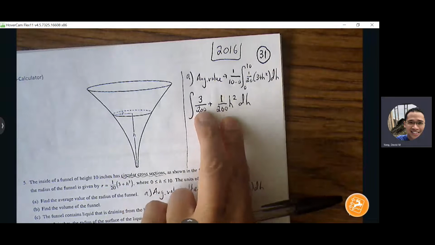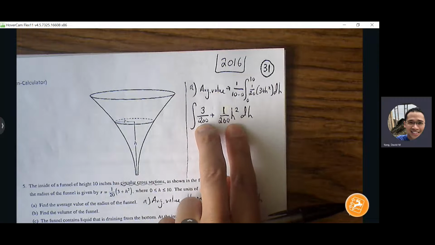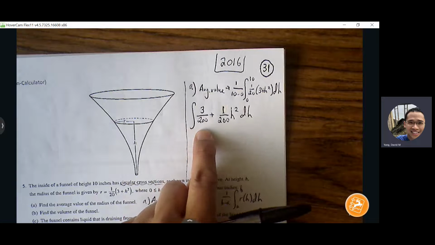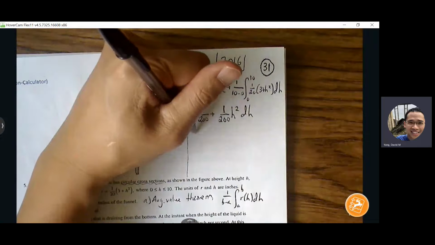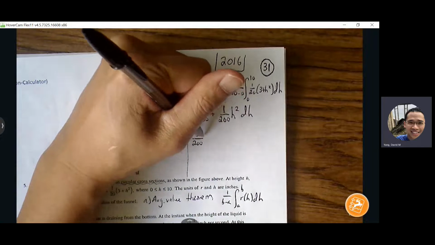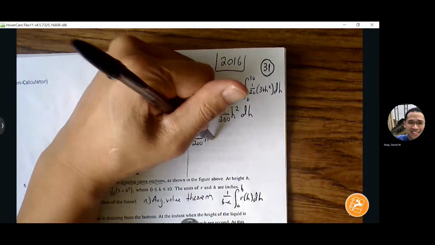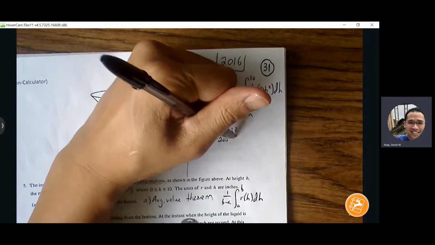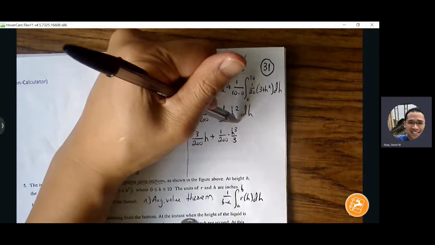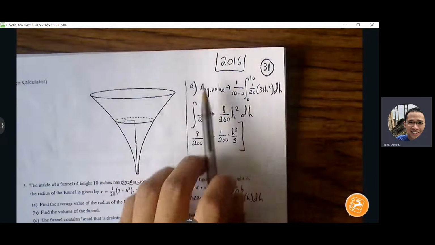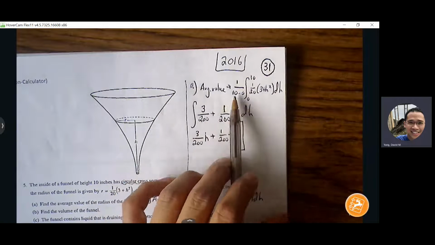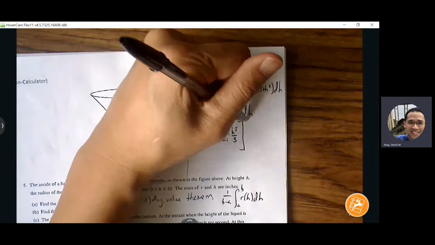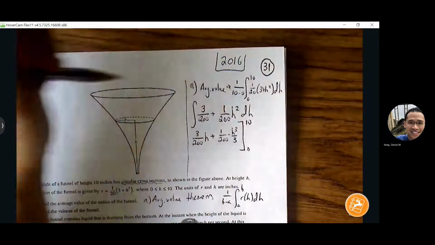So if we look, both of these are separated. Nothing is influencing these terms. These are standalone terms. We can make each of them go through power rule. h is our variable. So we'll make this 3 over 200 h plus 1 over 200 times h cubed over 3. And now I took care of that 1/10th already, that leading coefficient, and now I can work in my bounds. So upper bound first is 10 followed by 0.